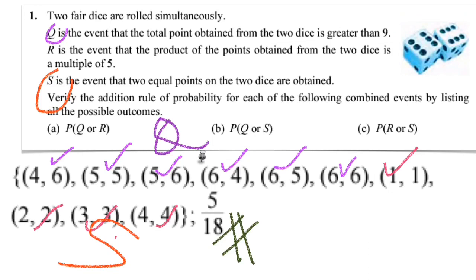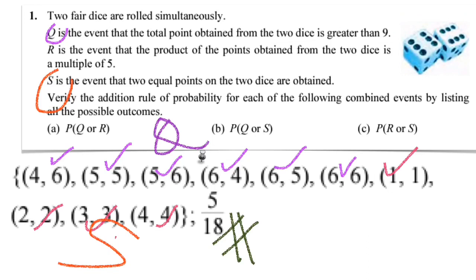And for S, okay, 2 equal points on 2 dice. So we have 1 1, the ones I take in red color, 2 2, 3 3, 4 4. Okay. So 2 equal points that I obtained. So we have a total of 10. 6 and 4, 10 out of 36. So simplified to the simplest form will be 5 over 18.